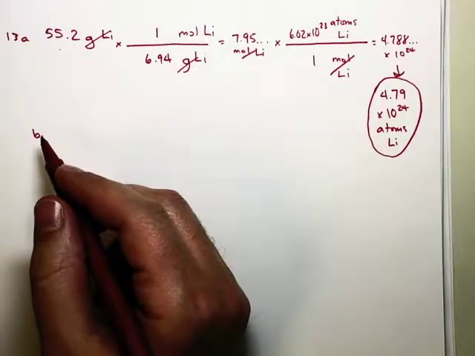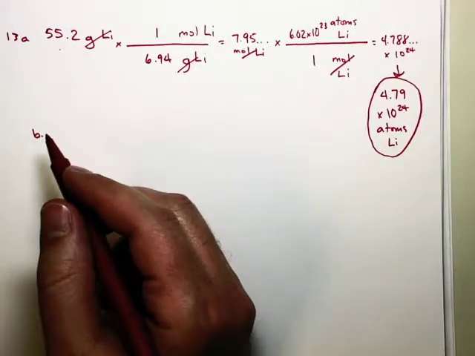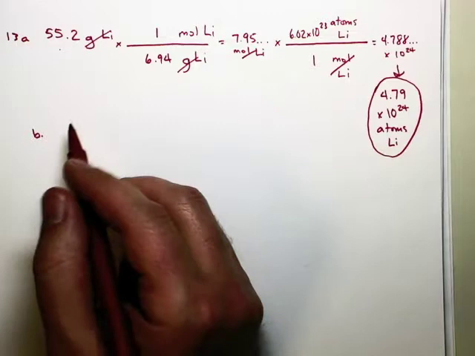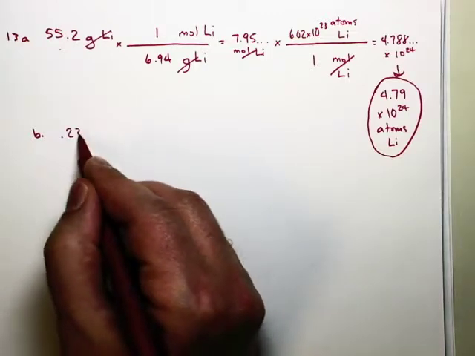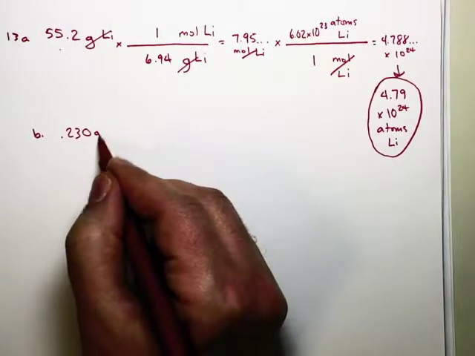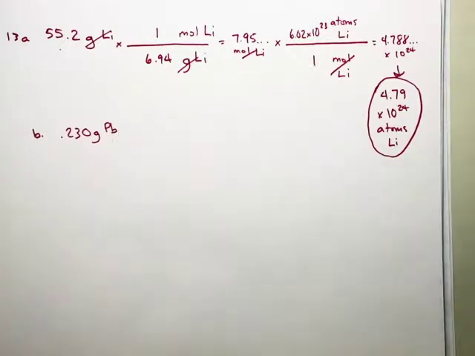Map out the mole map, and I want you looking at it as you do it. 13B has 0.230 grams of Pb as a starting point.